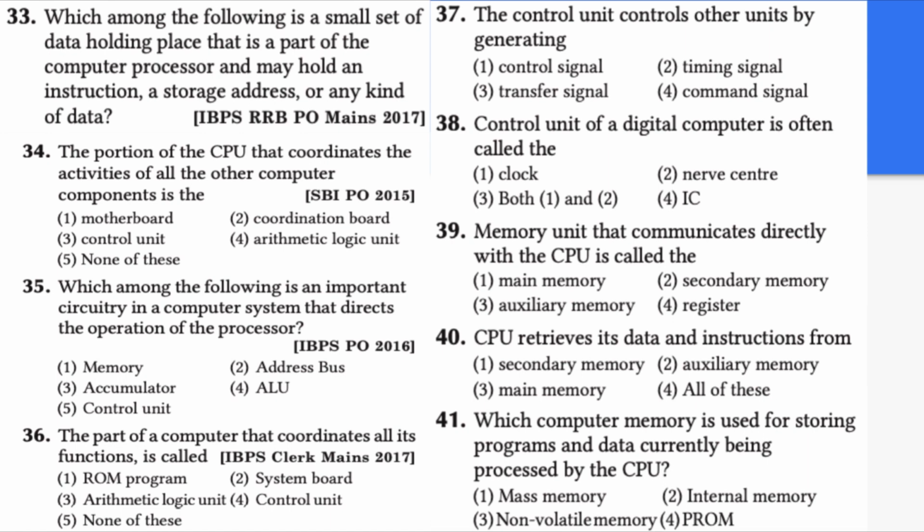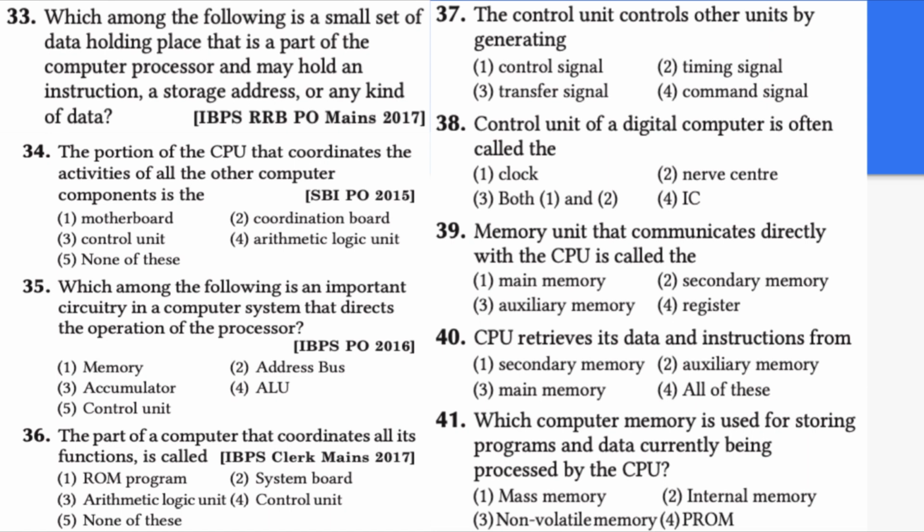Now, let's explore question 38. Control unit of a digital computer is often called. Here the correct answer is 2. Nerve center. The control unit of a digital computer is often referred to as the nerve center as it manages and directs the overall operations of the computer.